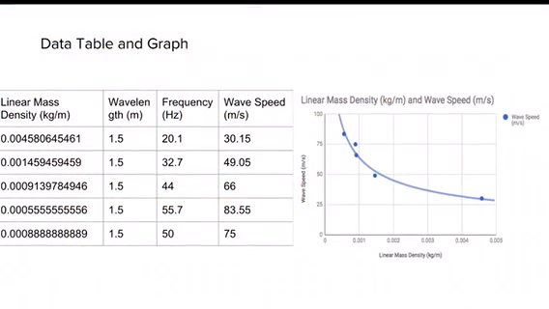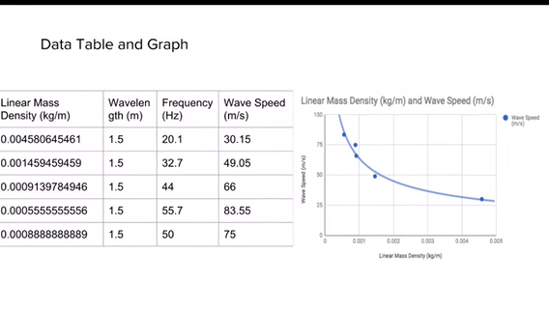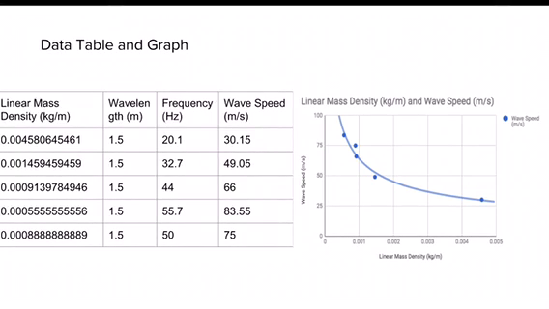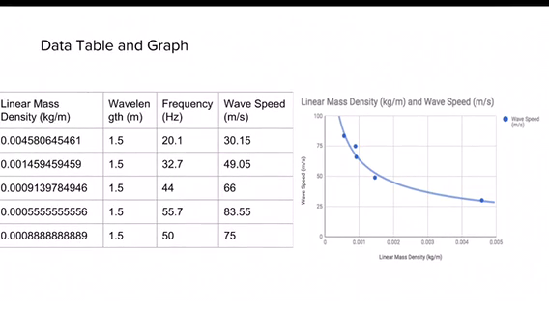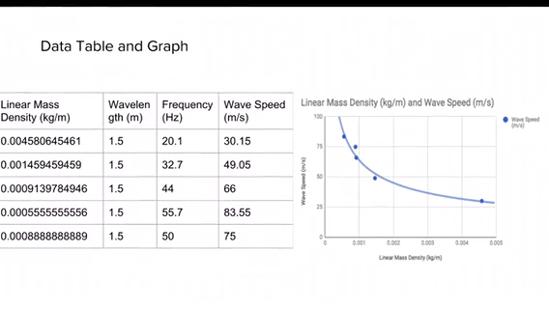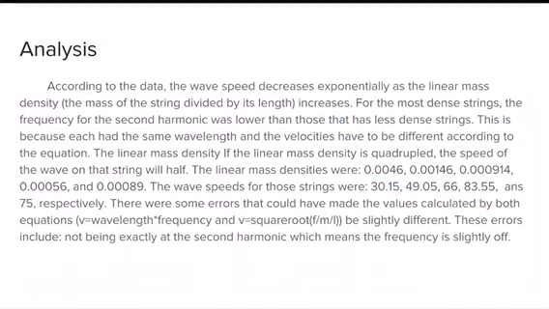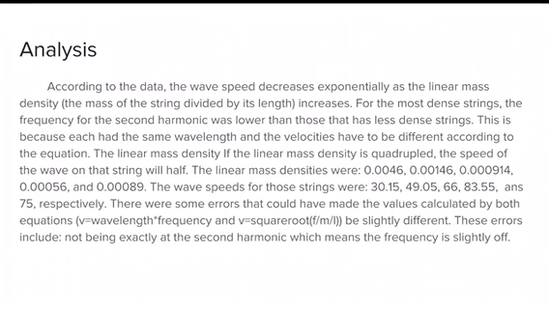The data table shows that as linear mass density increases, wave speed decreases and frequency increases, with wavelength being held constant. The graph also shows that as linear mass density increases, wave speed decreases exponentially based on the curve of the graph. According to the data, the wave speed decreases exponentially as the linear mass density, the mass of the string divided by its length, increases.